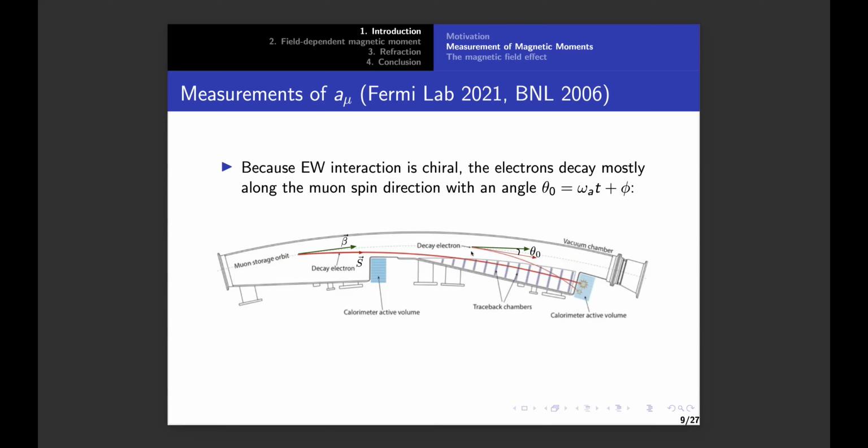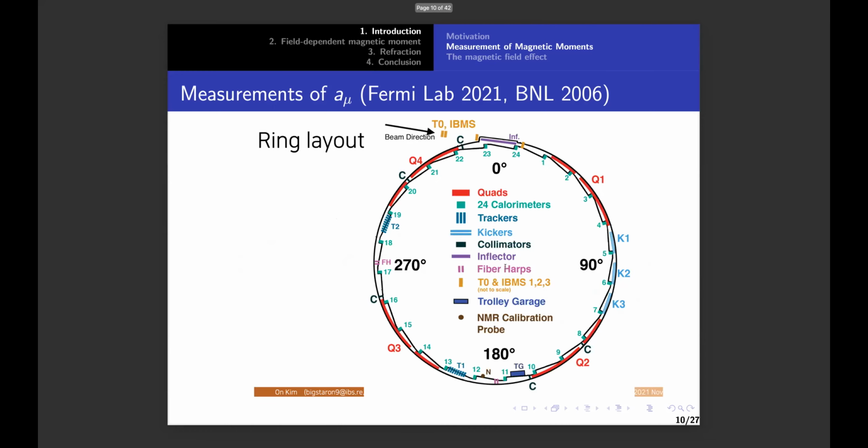So inside this vacuum chamber, there is a B field up to this tracking chamber, and then outside here, the B field vanishes. This kind of detector module, there are 24 of them. This is a ring layout. There are 24 of the detectors here. So you measure these electrons at the detectors at various angles.